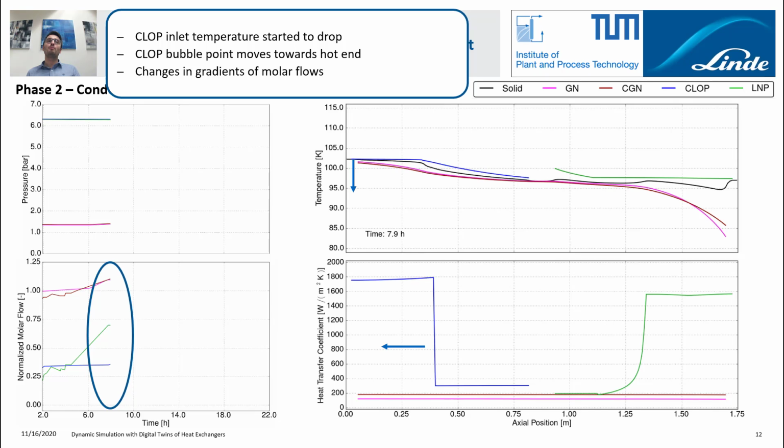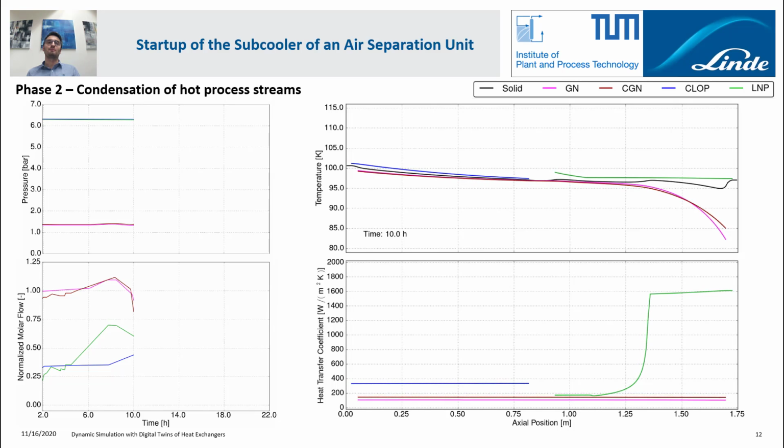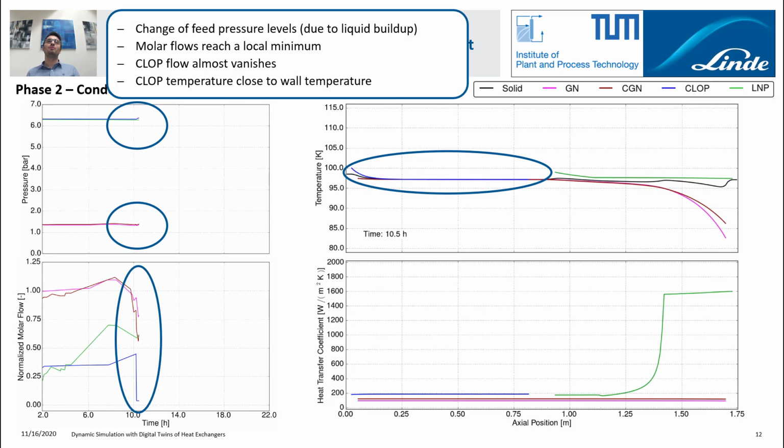This means that the bubble point is present within the CLOP passage and moves towards the hot end of the heat exchanger. Furthermore, after 7.9 hours of simulated time, we can observe changes in the gradients of the molar flows. Let's continue the simulation. We will stop it again after approximately 10 hours. We will notice that we have significant changes in the pressure levels at the passage inlets. Those changes in the pressure levels have been due to liquid buildup in the rectification section of the ASU.